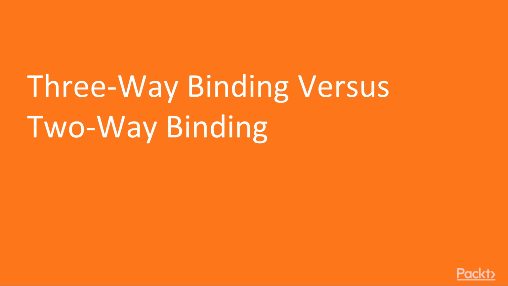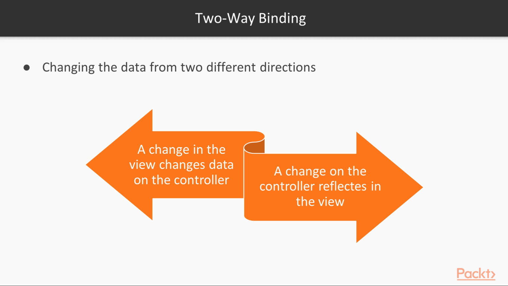We now start with the first video, three-way binding versus two-way binding. We have different kinds of bindings. AngularJS made the two-way binding famous. This entails being able to change data from two different directions. A change in the view changes data on the controller. A change on the controller is reflected in the view.